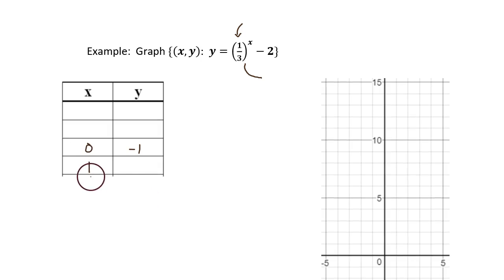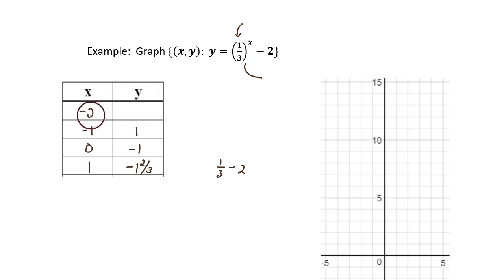And let's choose 1 as well for x. 1/3 to the first power is 1/3, and 1/3 minus 2 is -1 and 2/3. If we want to extend the table, we could try x is 2 or x is 3 and so on. But let's not forget the negative numbers. So let's use x as -1. 1/3 to the -1 means a reciprocal, so it becomes 3. And 3 minus 2 makes 1.